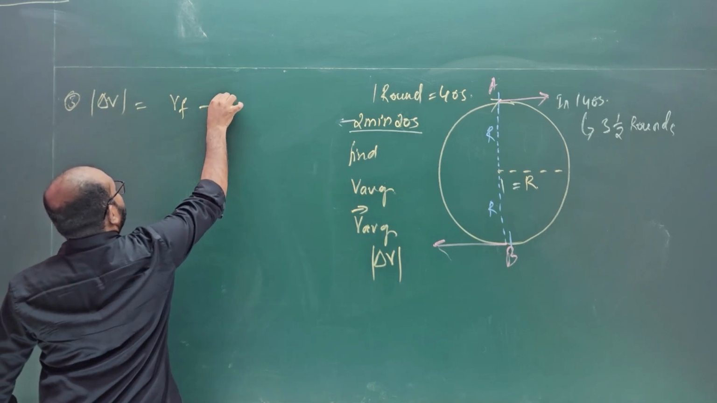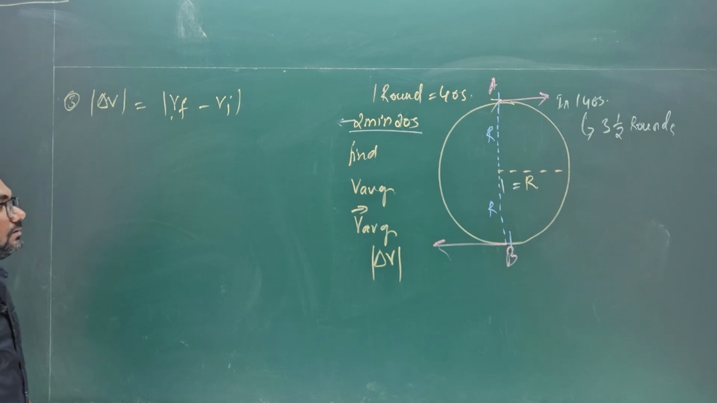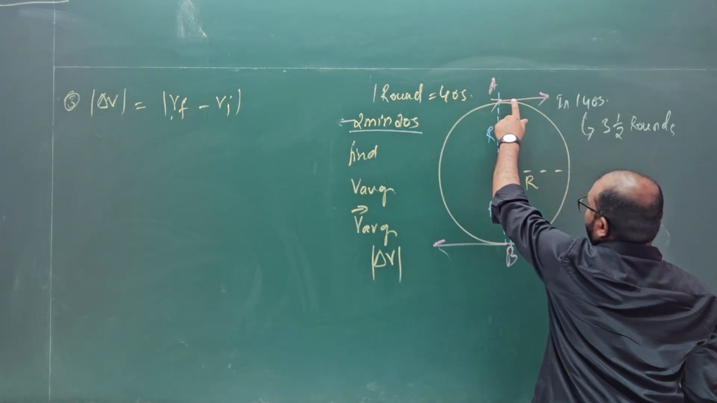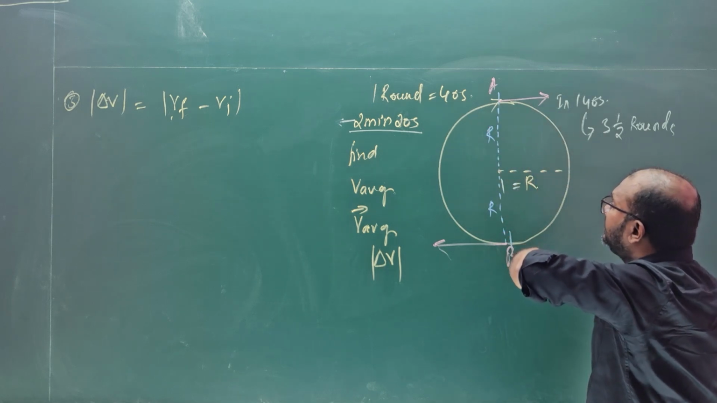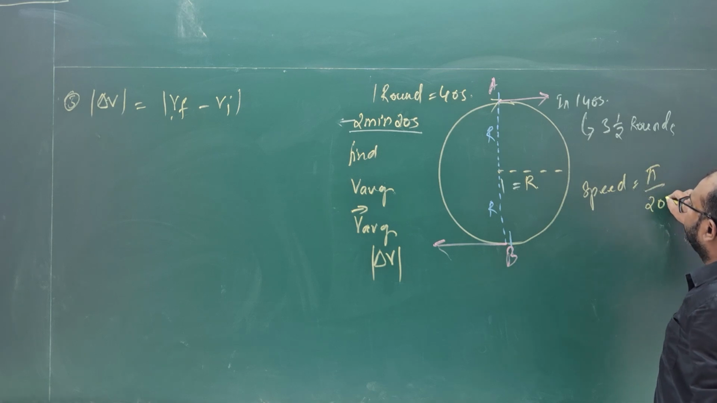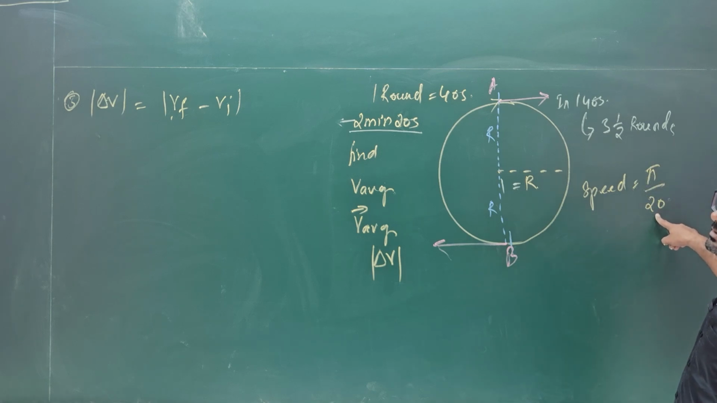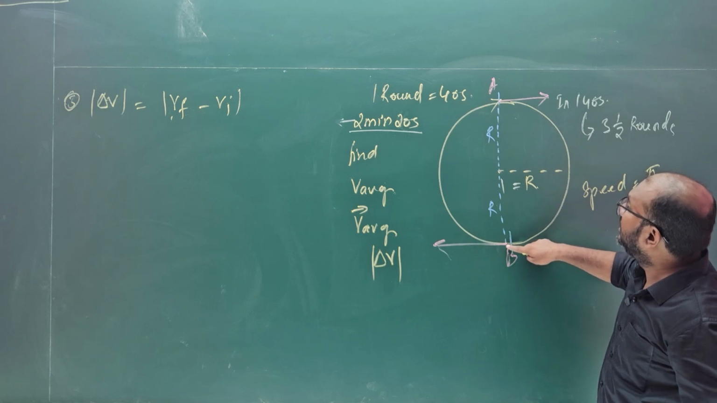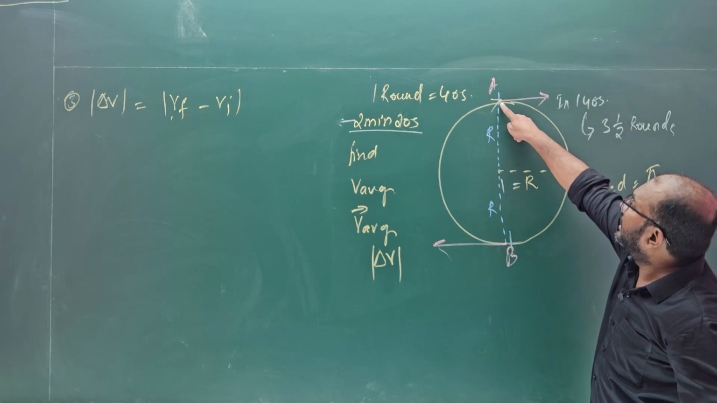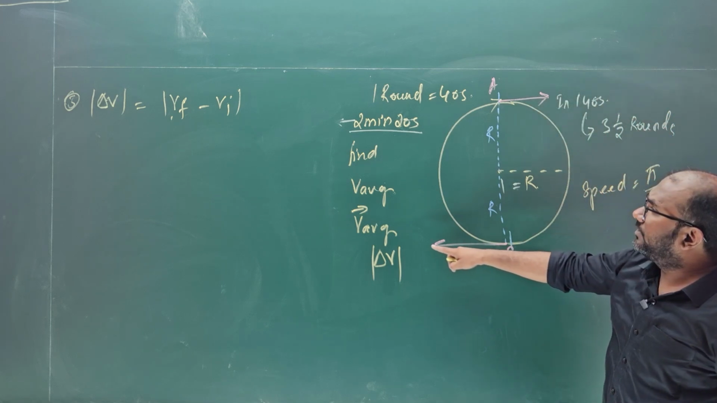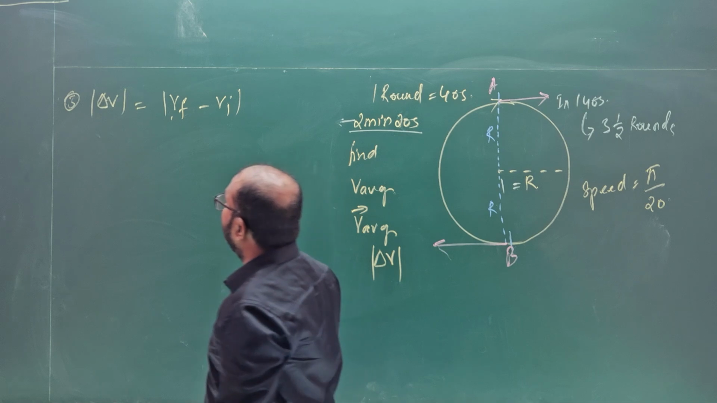The velocity vector is v final minus v initial. The body started from here and is continuously moving with a speed of pi by 20, which is unchanged. That means constant speed, so at this point the speed is the same, and at this point the speed is the same. The only thing that changes is the direction. At point A, the body is moving in this direction, and at point B, the body is moving in this direction. That means we need to calculate the magnitude.